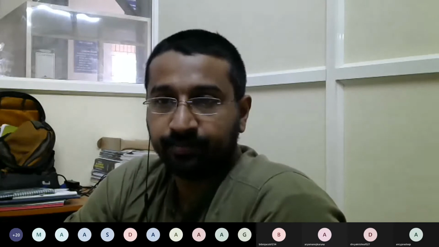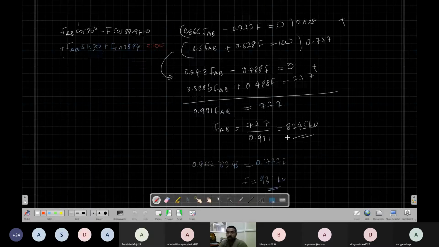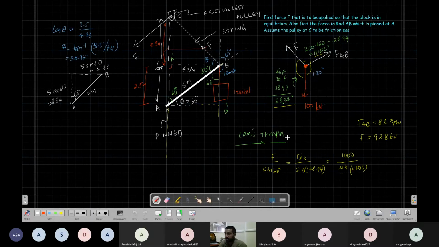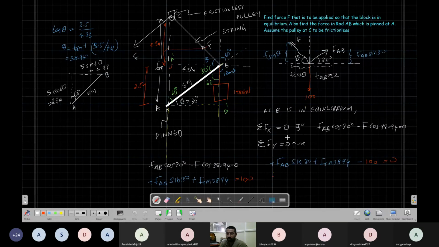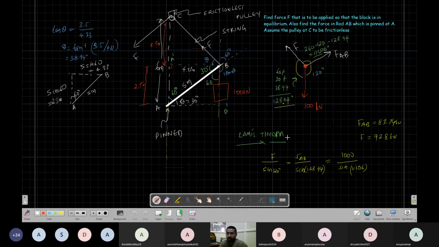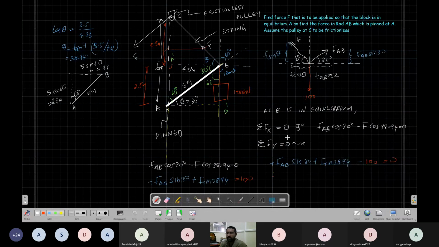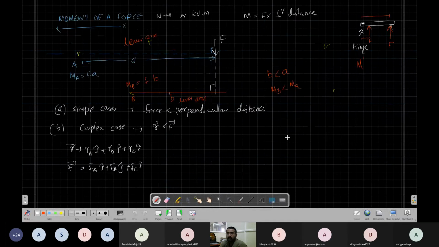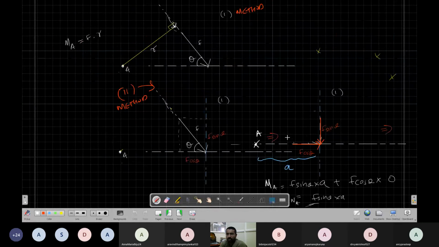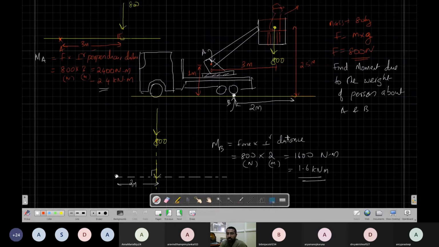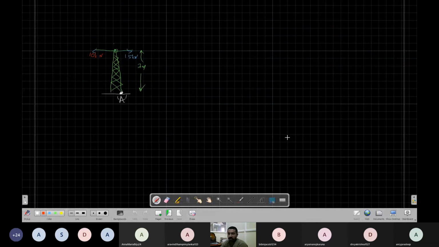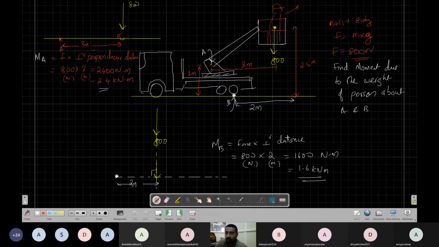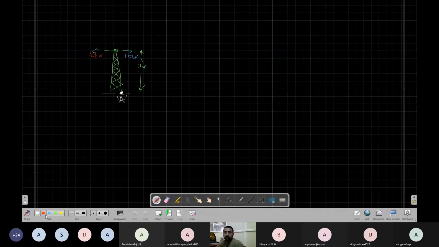We'll start. Last class, the problem we solved, we solved in two different methods. One is Lami's theorem. Second is by method of projections or components. Then I told you about moments. Moment is force into perpendicular distance. So one important thing that we have to discuss today is the sign convention of moment.